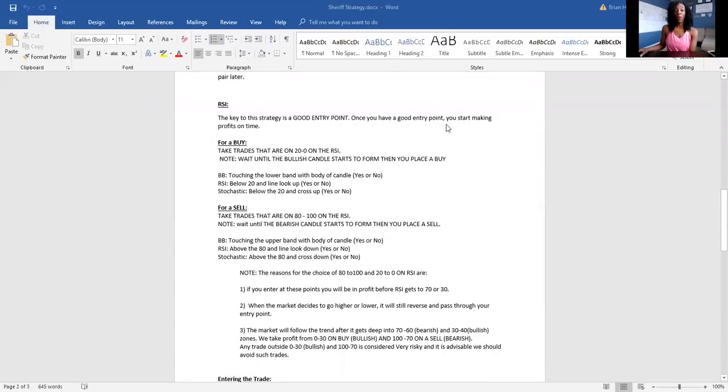Now, we went over the RSI. I showed you how to set up your settings for that. Now, for a buy, you want to take trades that are on 20 to 0 on the RSI.